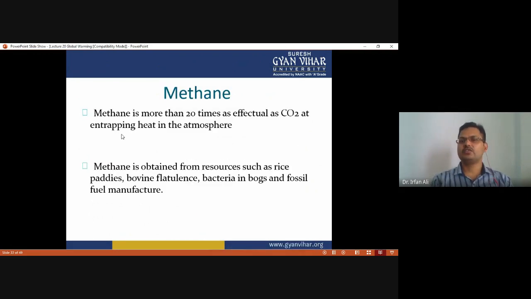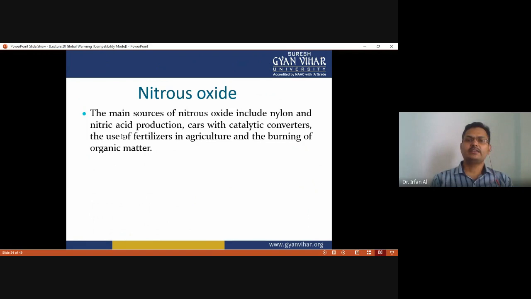And methane is more than 20 times as effective as carbon dioxide if we compare it on the basis of heat trapping capacity. Methane comes from sources such as rice paddies, livestock, bacteria in bogs, and fossil fuel manufacturing. The main sources of nitrous oxide include nylon and nitric acid production, cars with a catalytic converter, the use of fertilizer in agriculture, and the burning of organic matter.